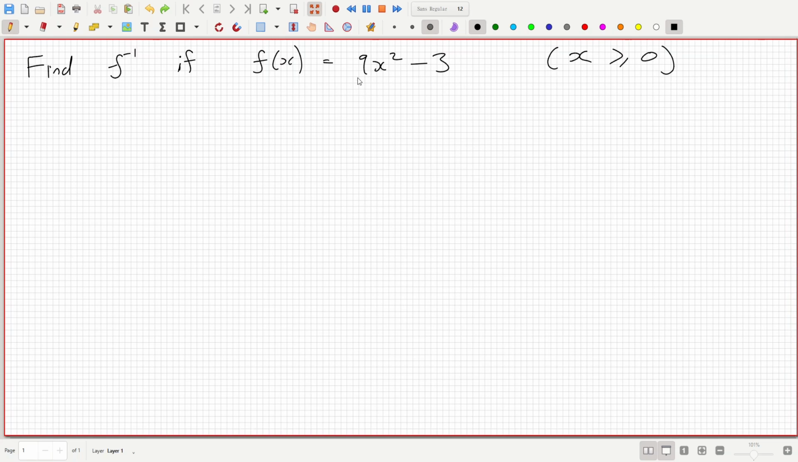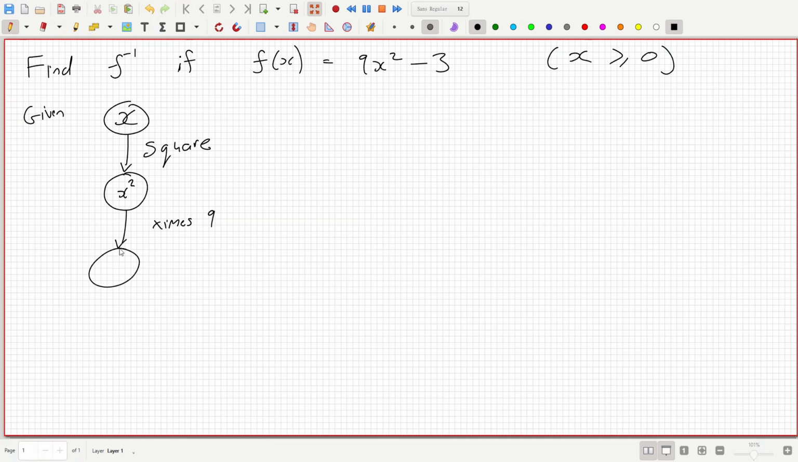So you start off wanting to calculate 9x squared minus 3. How would you do that? Well, first you would have to be given an x. And then the first thing you would do is you square it. So you would arrive at x squared. And then the next thing you would do is you would times it by 9. So you'd get 9x squared.